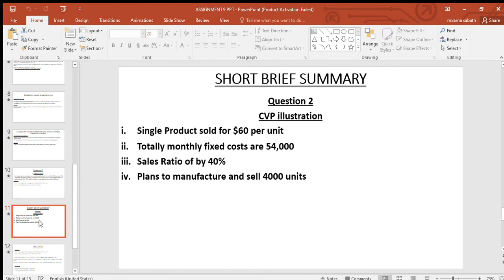Before I solve these questions, this is the given summary. The important things you have to know and keep in your mind. First, the single product is sold at $60 per unit. Total monthly fixed costs are $54,000. The contribution to sales ratio is 40%. And also it plans to sell 4,000 units per given month.